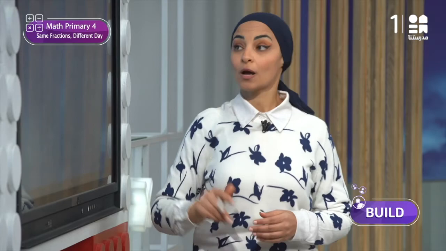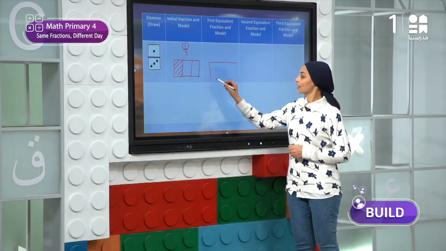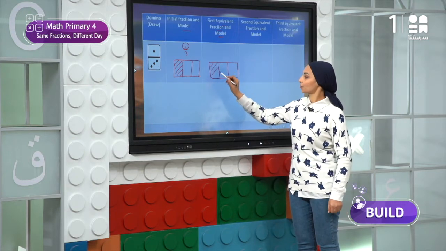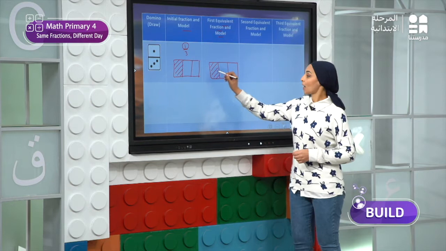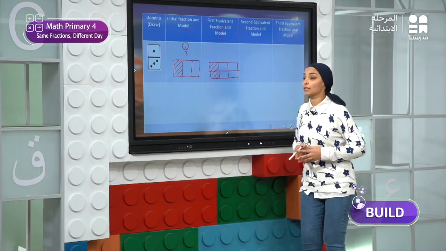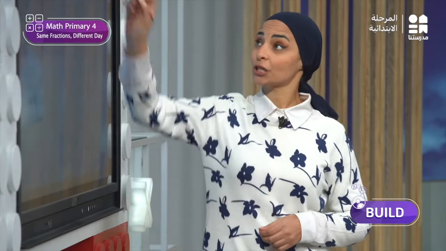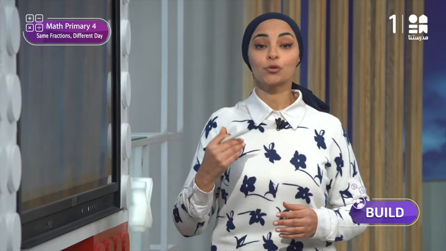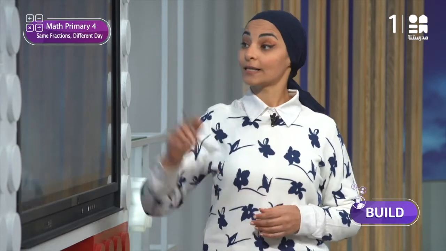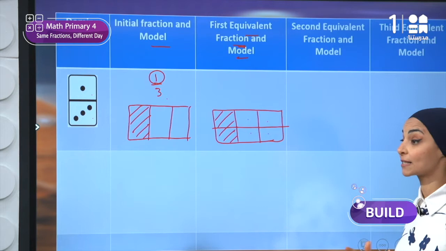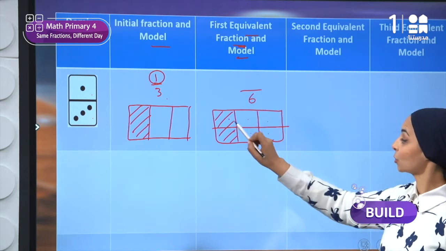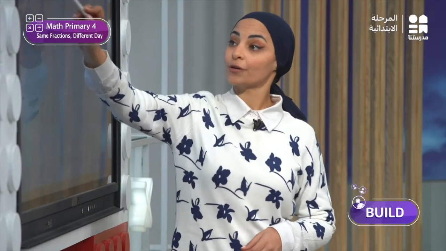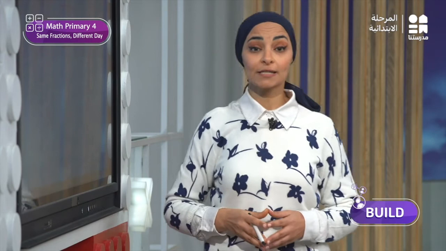So what should I do? I will draw the model, the same model, exactly the same, divided into 3 parts with one shaded part. Right? But this time I will divide it like you see here. Why am I doing all this? To find an equivalent fraction to 1/3. Then I want to write the fraction now. What is the fraction? Yes, as you see here, I have all the parts, 6. So the denominator is 6 and 2 shaded parts, so the numerator is 2. What does this mean? It means that 1/3 is an equivalent fraction to 2/6.